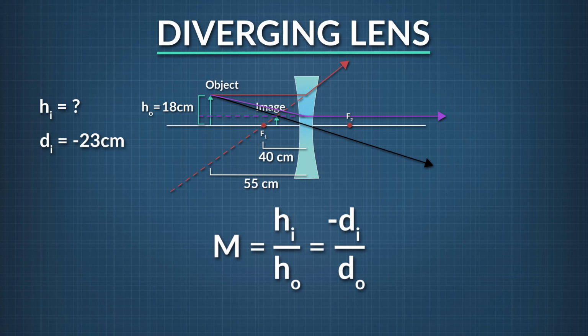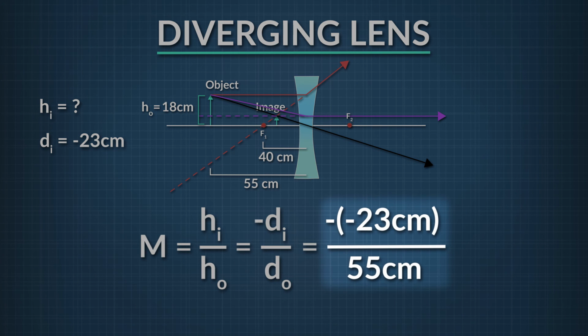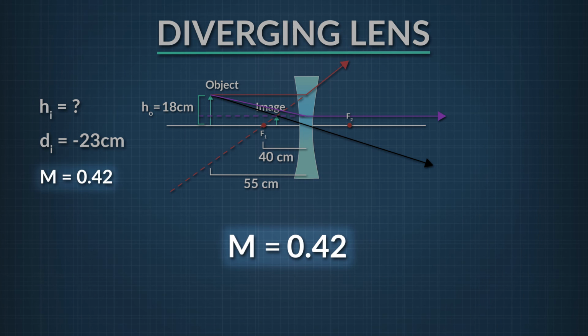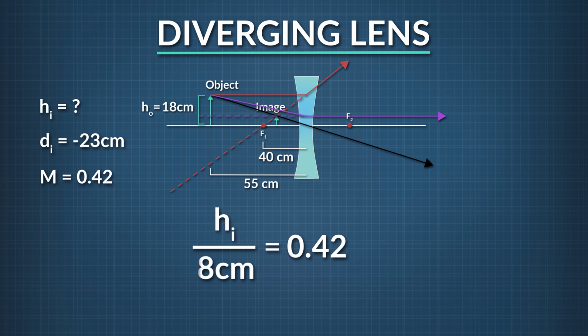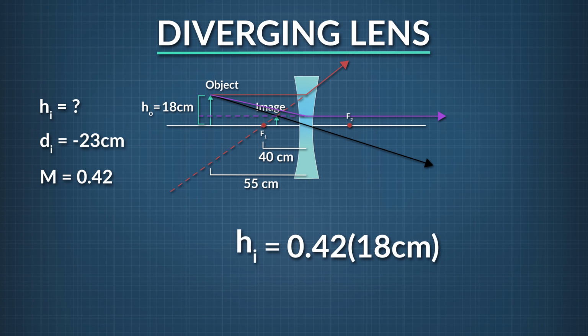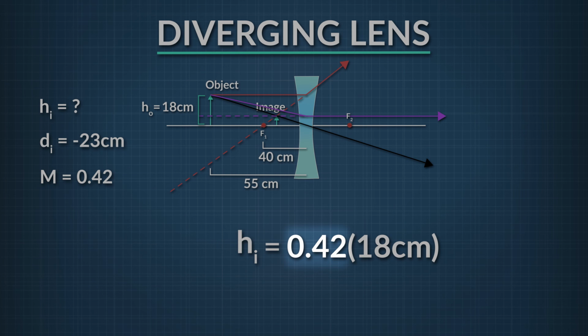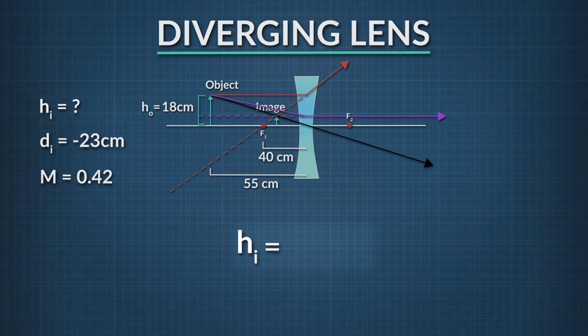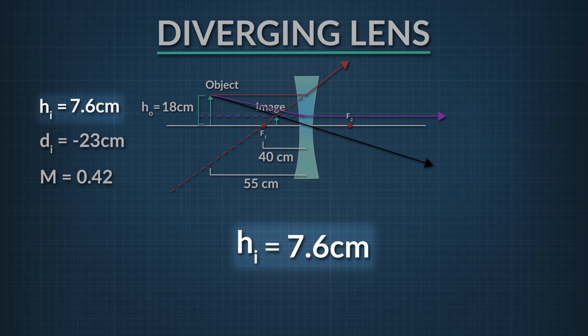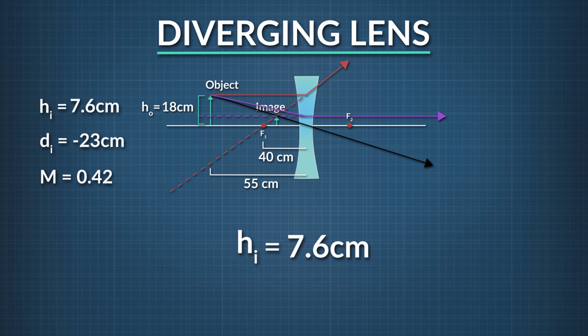The image magnification is negative 23 centimeters divided by 55 centimeters, which equals 0.42. That value is equal to the image height divided by the object height. So image height equals object height times 0.42. We know the object height is 18 centimeters. 18 centimeters times 0.42 is 7.6 centimeters. That's the height of the image.